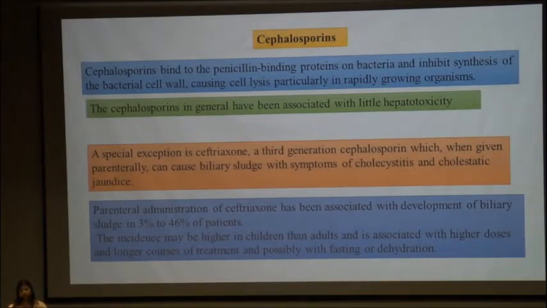Cephalosporins, again, these are the broad spectrum antibiotics, and as we all know, they are cell wall synthesis inhibitors, and mainly they act on the rapidly growing organism. So if we have an active infection, they are going to work better. And in general, most of the cephalosporins are not associated with hepatotoxicity, with the exception of ceftriaxone, which is the most commonly used third generation cephalosporin, which we usually give parenterally. It precipitates in the bile and crystallizes there, and therefore it leads to biliary sludge, which leads to cholecystitis and even cholestatic jaundice.